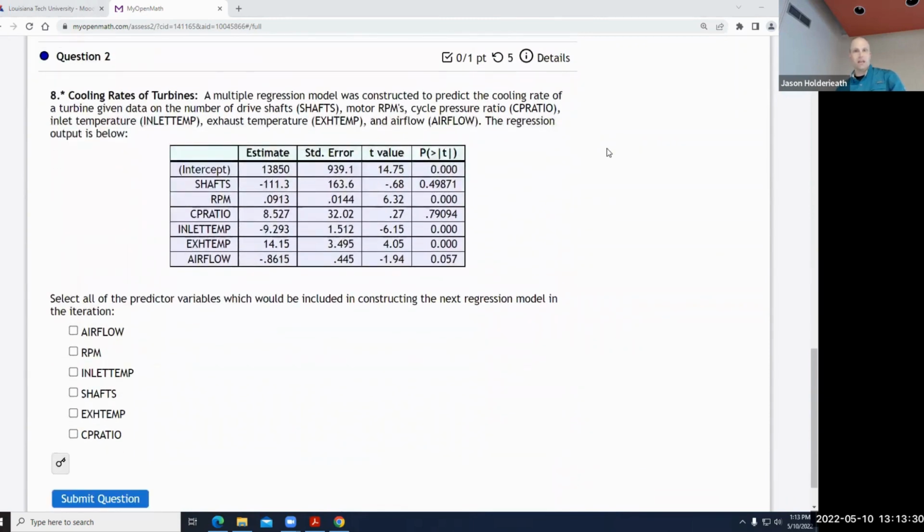Now, we have a multiple linear regression model. A multiple linear regression model was constructed to predict the cooling rate of a turbine given data on the number of drive shafts, motor RPMs, cycle pressure ratio, inlet temperature, exhaust temperature, and airflow. The regression output is below. Select all the predictor variables that would be included in constructing the next regression model in the iteration.